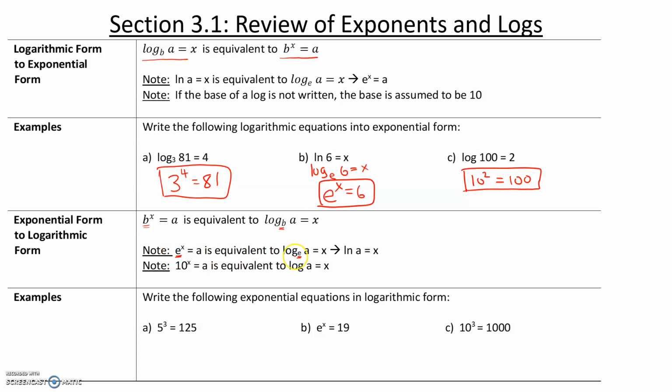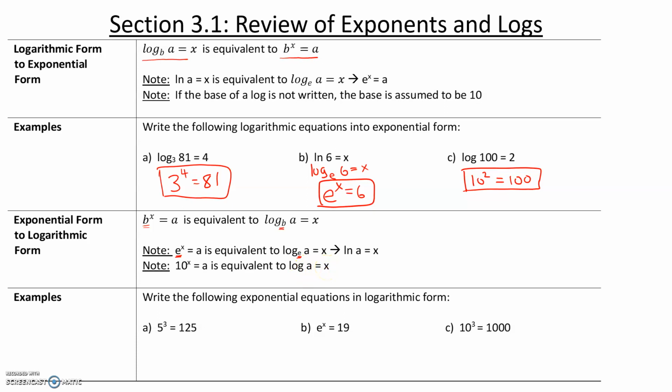But when we have a log base e, that's actually the natural log. So whenever we have an exponential form of e to the x equals a, that's actually ln, or natural log of a, equals x. For 10 to the x equals a, we have log base 10. A and x reverse, so we have log base 10 of a equals x, except we don't write base 10, so it just becomes log of a equals x.